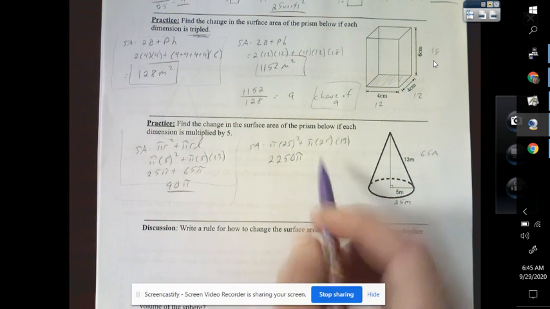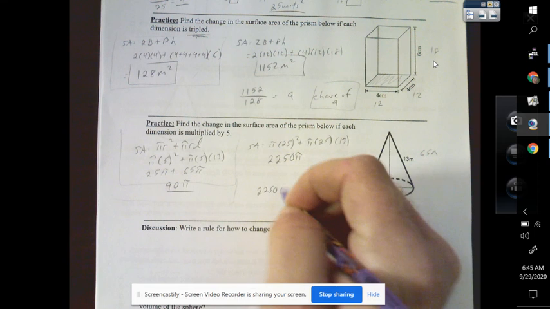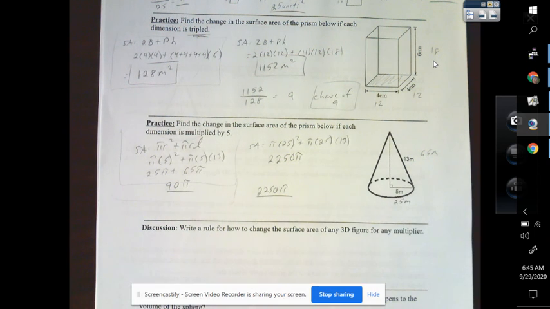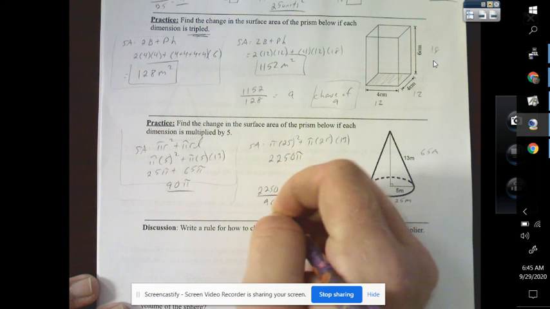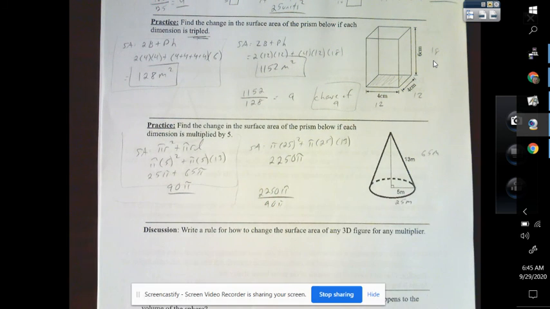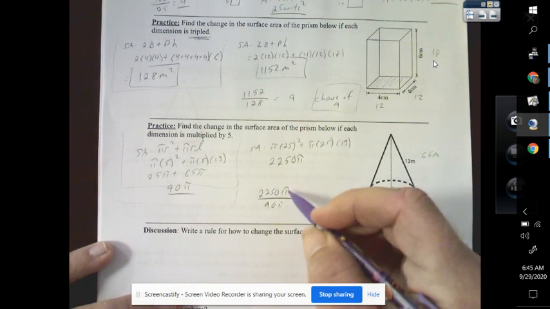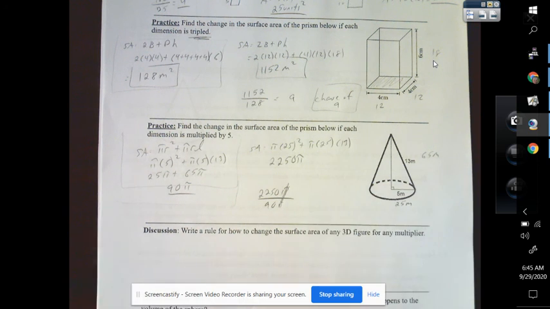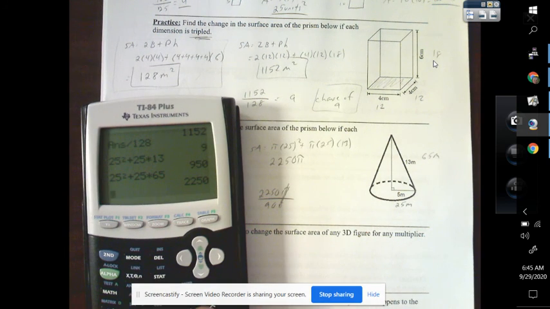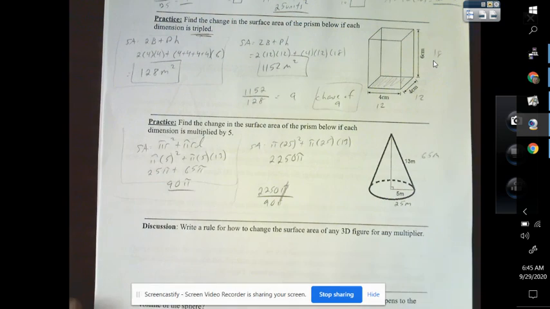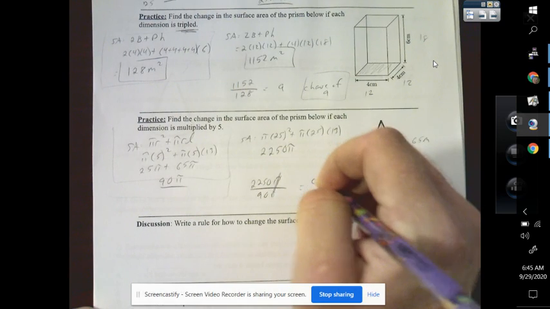I'm going to take my second one, 2,250 pi, and divide that by 90 pi. The pi's are going to cancel out. So now I've got 2,250 divided by 90, and we get 25. So change of 25.